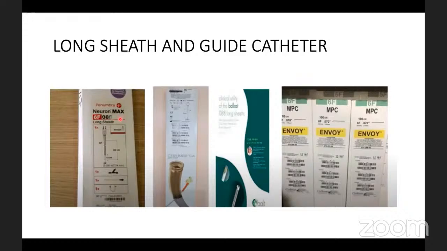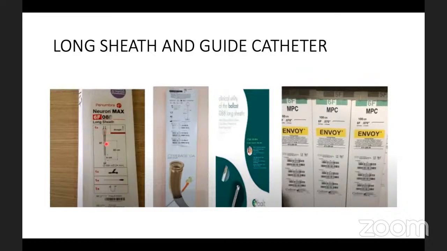The Max is for long sheath and Neuron is for distal access catheter. So long sheath again can be passed. It is based again on a steel platform. It can be parked in the petrous ICA. This catheter is based on the braiding platform of steel, and the proximal part is a little stiff for pushability.